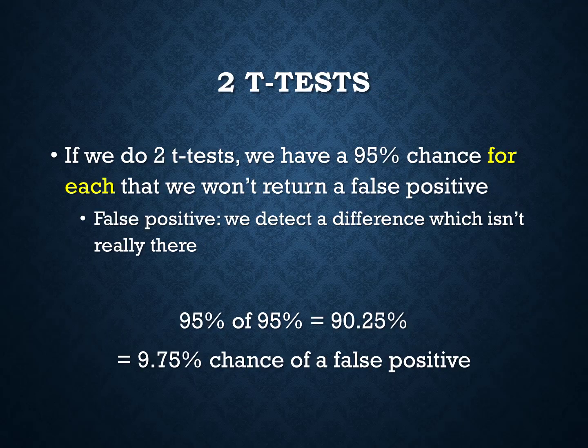If we do multiple t-tests, then our chance of getting a false positive increases with the number of tests. A false positive is when we detect a difference which isn't really there. With 2 t-tests, the chance of a false positive is 9.75%.